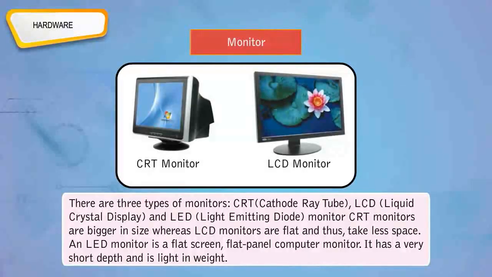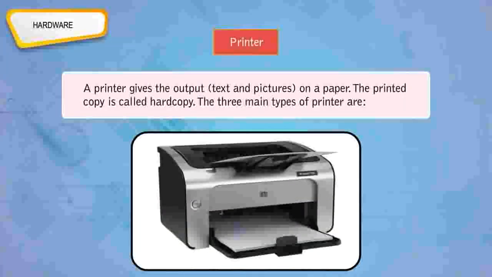CRT monitors are bigger in size, whereas LCD monitors are flat and thus take less space. An LED monitor is a flat screen, flat panel computer monitor. It has a very short depth and is light in weight. Printer. A printer gives the output, text and pictures, on paper. The printed copy is called hard copy.